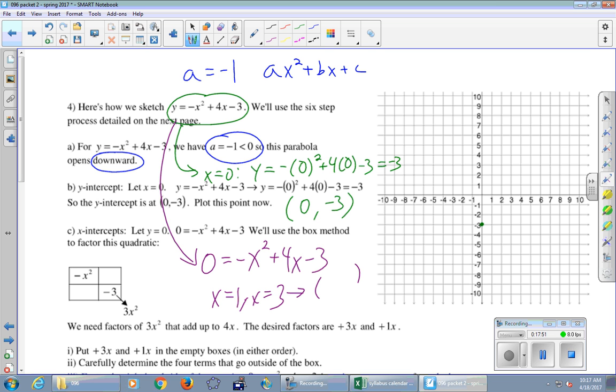Which means you now have 2 x-intercepts. It's not 1, 3. It's x equals 1, so for sure there's a 1 there. And how much is the y? It is 0, because the very first thing we did was change the y to a 0. And the other x-intercept was x equals 3, and how much is y? Also 0. 2 x-intercepts, 1, 0, 3, 0. Not 1, 3, not 3, 1. Go ahead and plot those 2 points, 1, 0, and 3, 0.